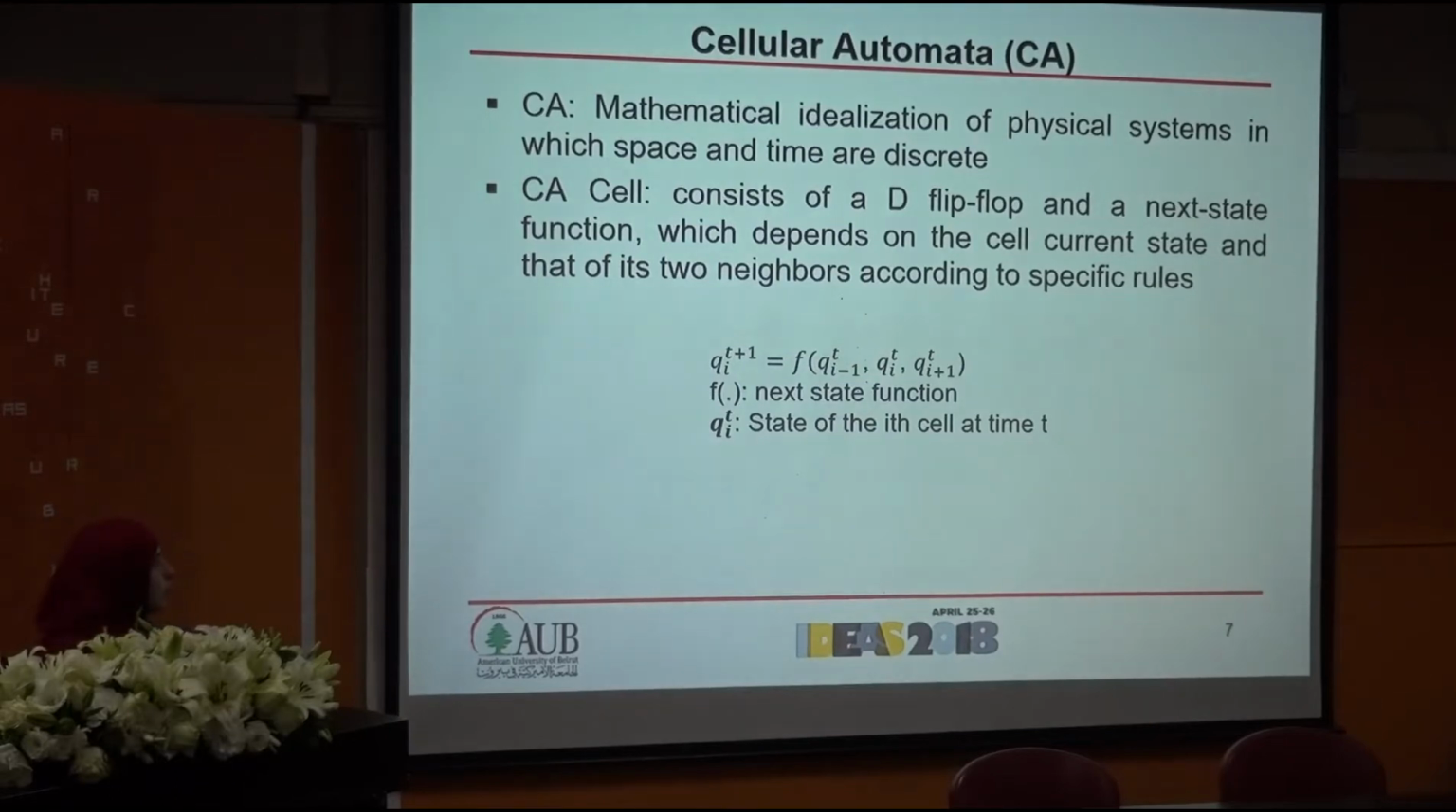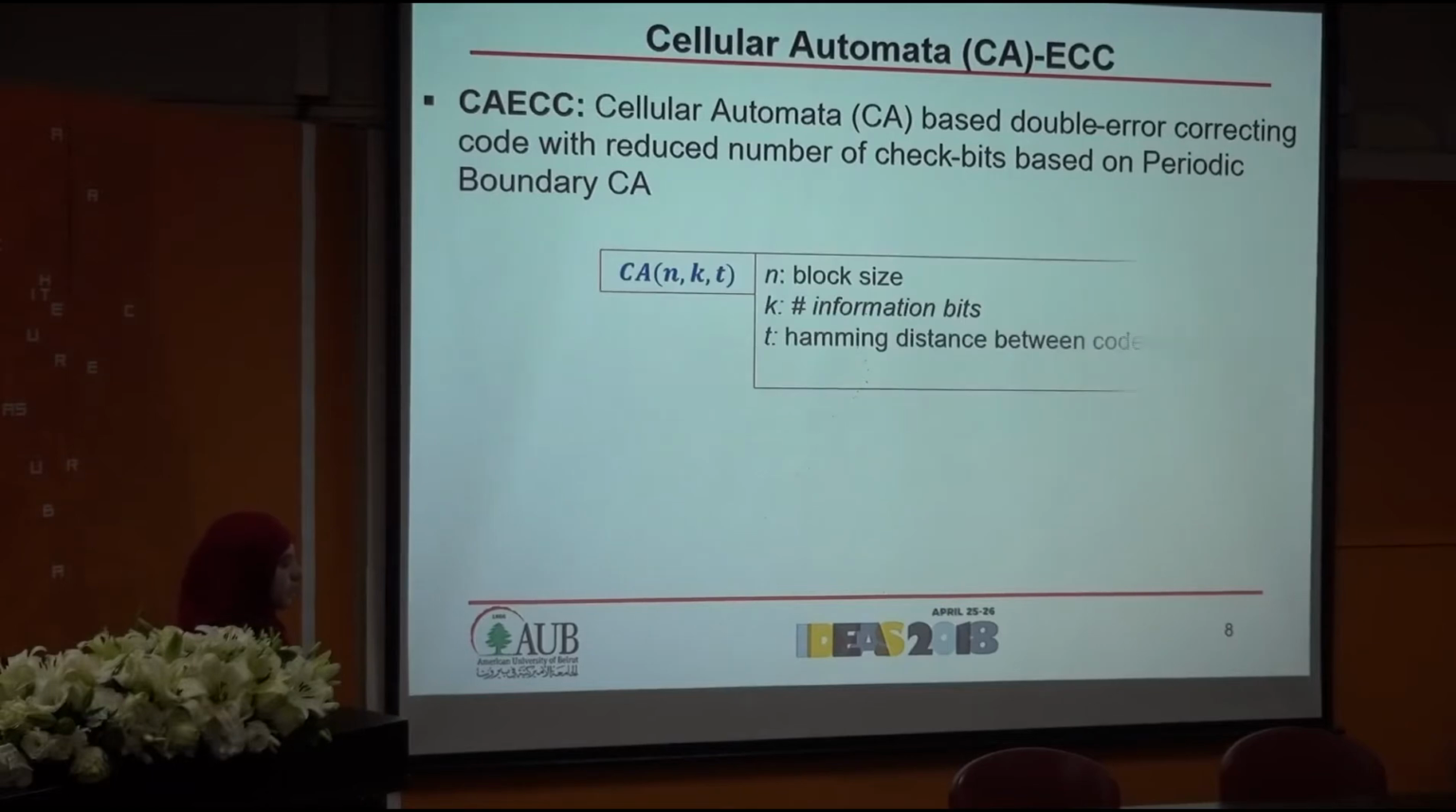So, the cellular automata is a mathematical idealization of physical systems in which space and time are discrete. In our case, the CA cell is made up of a D flip-flop and a next state function. This next state function depends on the current state along with two of its neighbors, according to these cellular automata rules. The general form of a cellular automata is (n, k, t), where n represents the block size, k is the number of information bits, and t is the Hamming distance between code words.